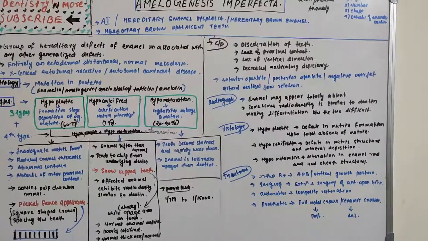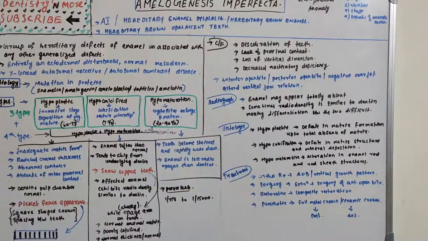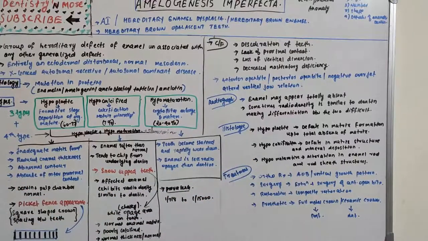Well, coming to the histological explanation, in the hypoplastic type there will be a defect in matrix formation, and sometimes there will be total absence of matrix. In hypocalcification, there are defects in matrix structure and mineral deposition. In hypomaturity, there will be alteration in enamel rods and rod sheath structures. So that is the histologic part.